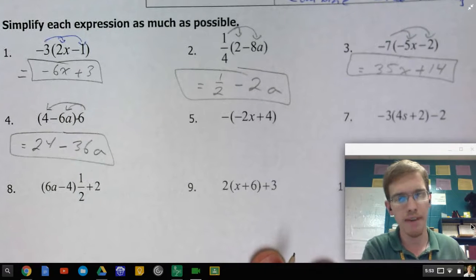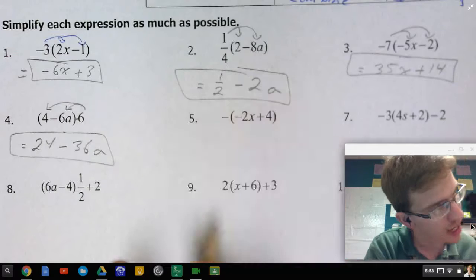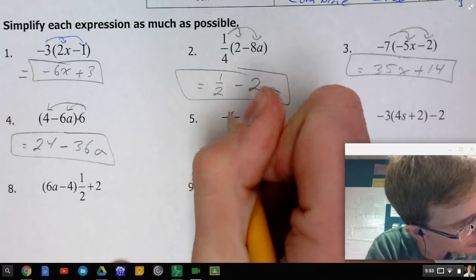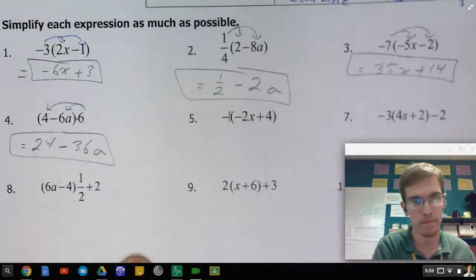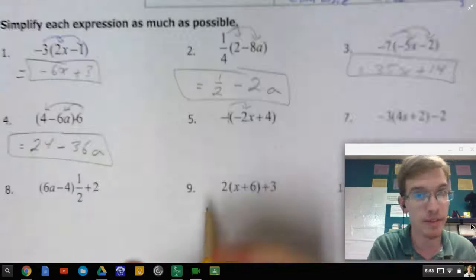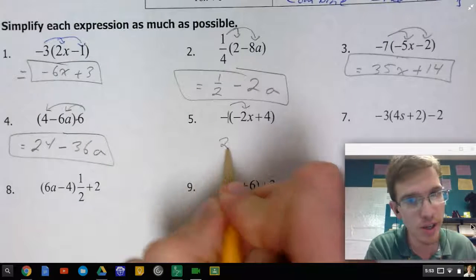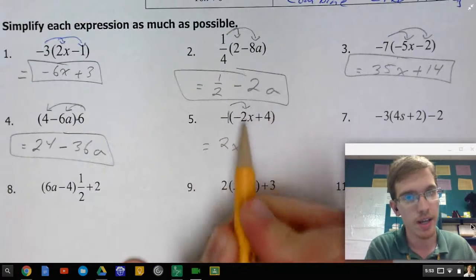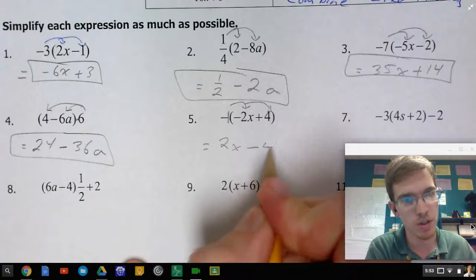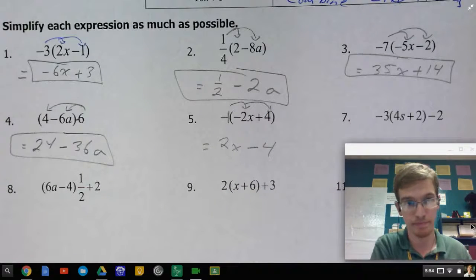Right, number 5, we have an important principle here. We have just a minus sign out here, so we're going to need to imagine this is a minus 1, and negative 1 there. Okay, so negative 1 times negative 2. Negative times negative is positive, so we have positive 2x. Negative 1 times positive 4 is a negative 4, so 2x minus 4.